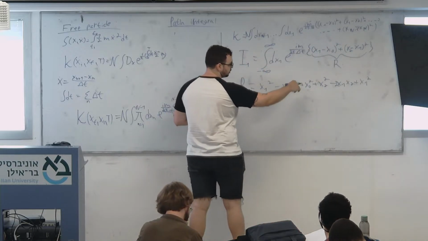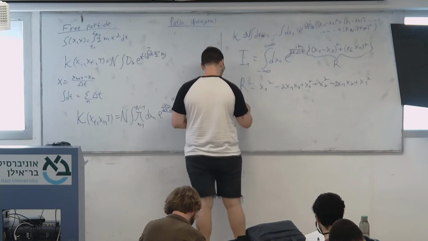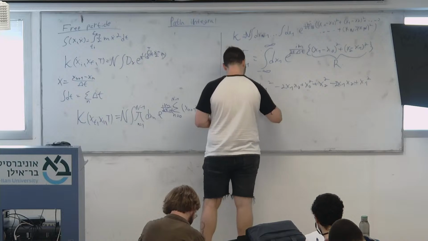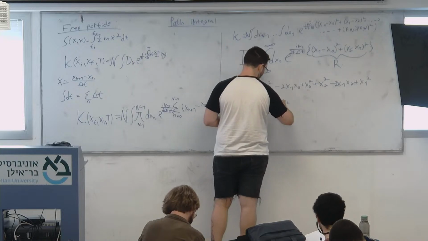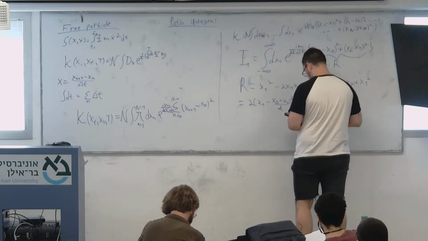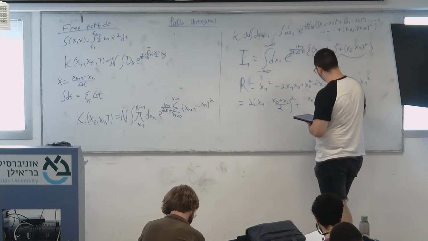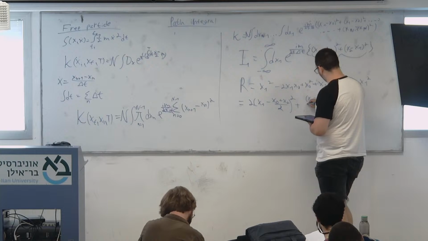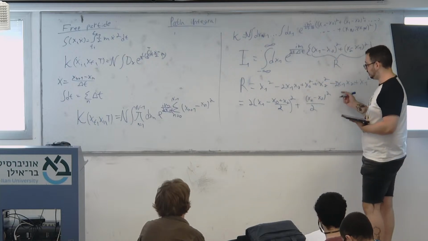I can rearrange this equation to be equal to 2 times x1 minus (x0 plus x2) divided by 2, squared, plus (x2 minus x0) squared divided by 2. You can open this up and check for yourself if you don't believe me.